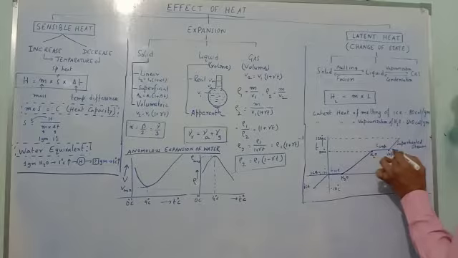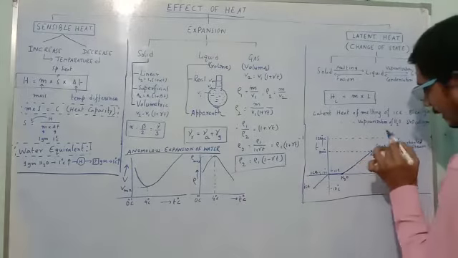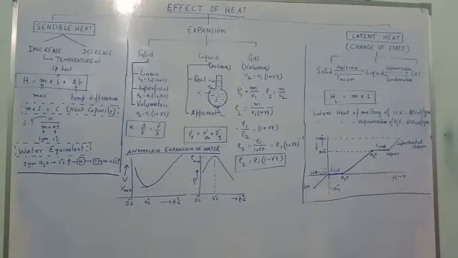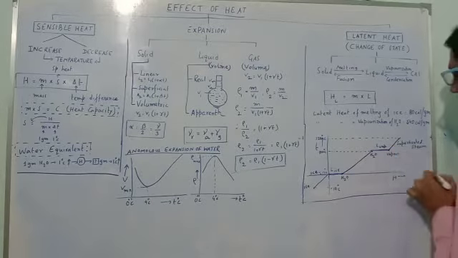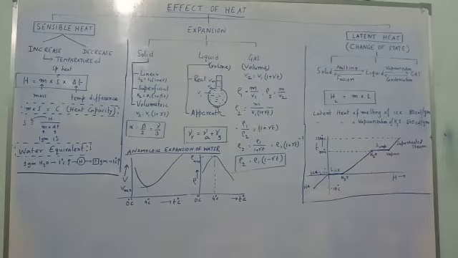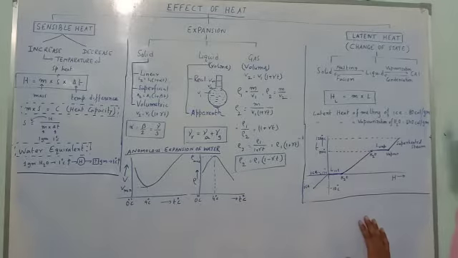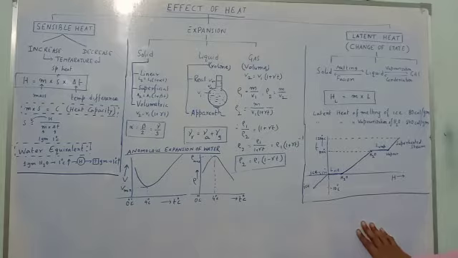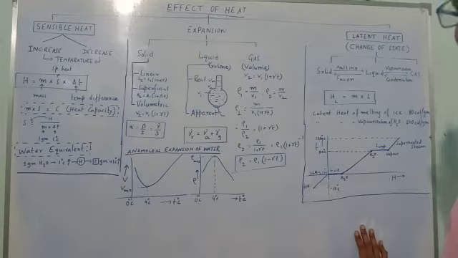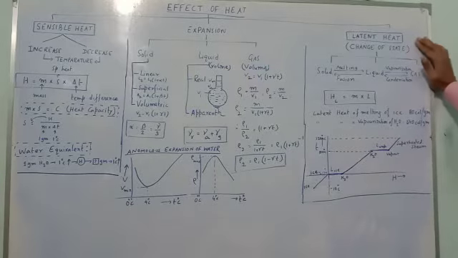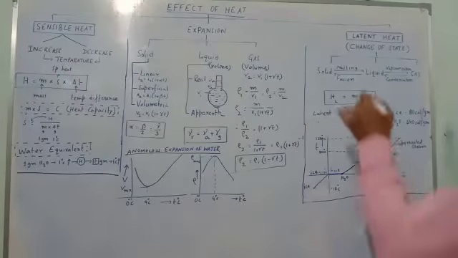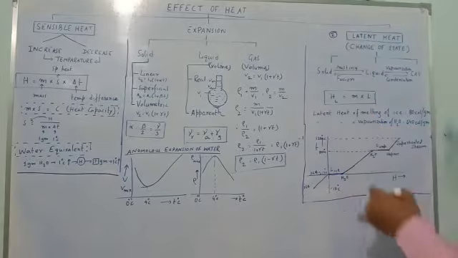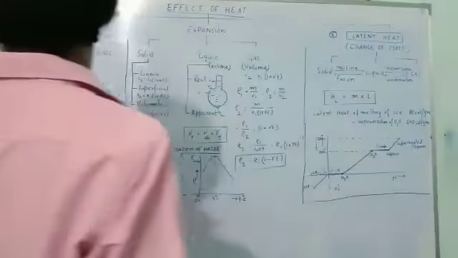Then here it is water, and latent heat will convert it into vapor, and after that the temperature of the vapor will rise. That one is called superheated steam. So this is your latent heat or change of state. We need a certain amount of heat, that is called latent heat. And this is number one.